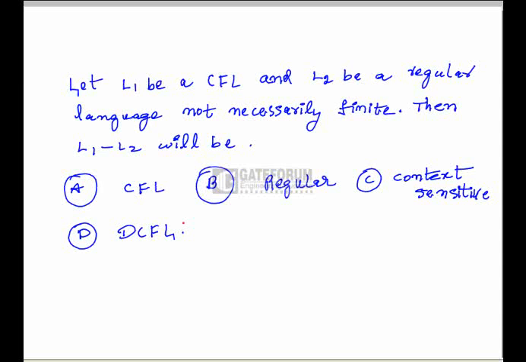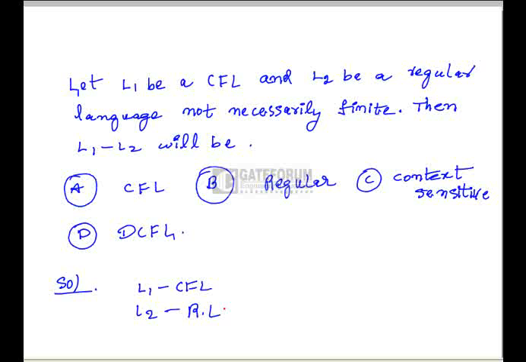Let L1 be a CFL and L2 be a regular language, not necessarily finite. Then L1 minus L2 will be: option A, CFL; option B, regular; option C, context sensitive; option D, DCFL. So here, L1 is a context free language and L2 is a regular language, which need not be finite always.